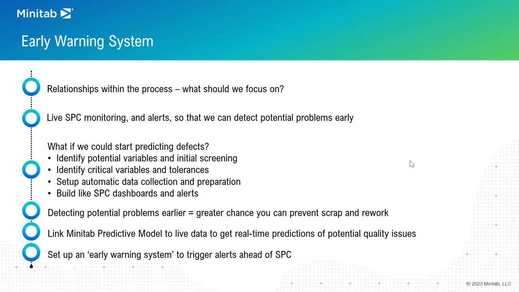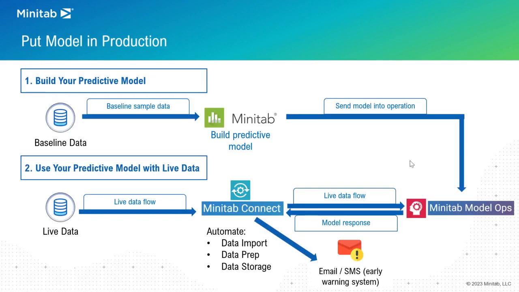What you're getting is the ability to detect potential problems earlier. There's a greater chance you can prevent your scrap and rework. And this is really done by linking Minitab's predictive models to live data to get real-time predictions of your potential quality issues. It's basically what we would call an early warning system to trigger alerts ahead of your SPC alerts. So let's take a look at what that would look like.